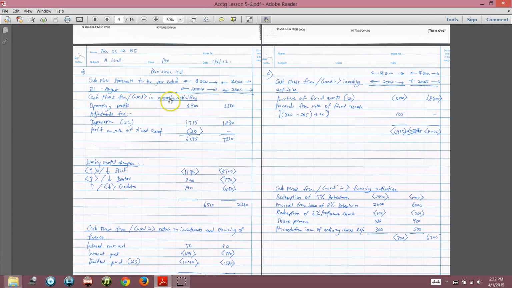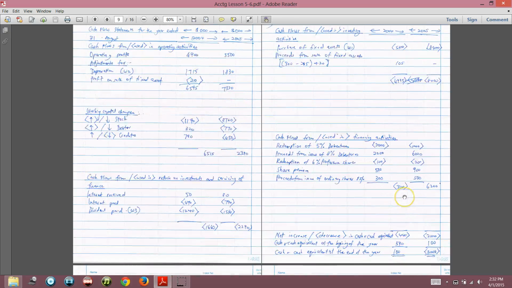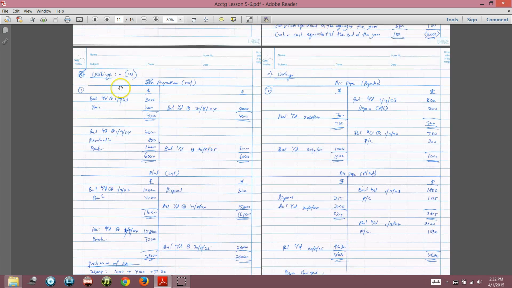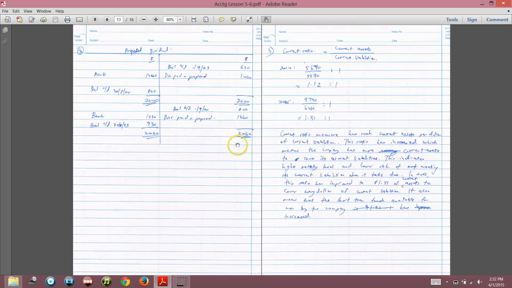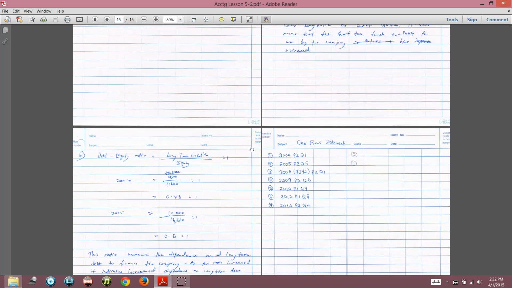Cash flow from / used in operating activities. Then cash flow from / used in return on investment and servicing of finance. Then cash flow from / used in investing activities. And cash flow from / used in financing activities. Okay, so I lay out my paper. Then this part also I write out first: cash and cash equivalent. Then I allocate a few pieces of paper for workings. Working, then bracket W. Okay, these are my workings, and then I have a part B.